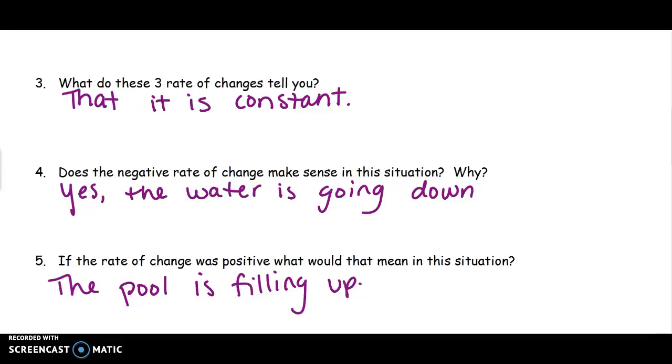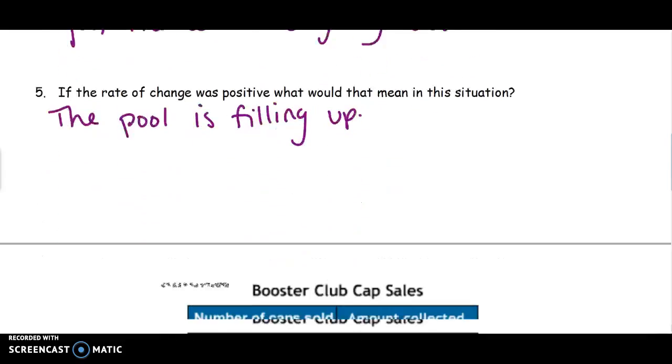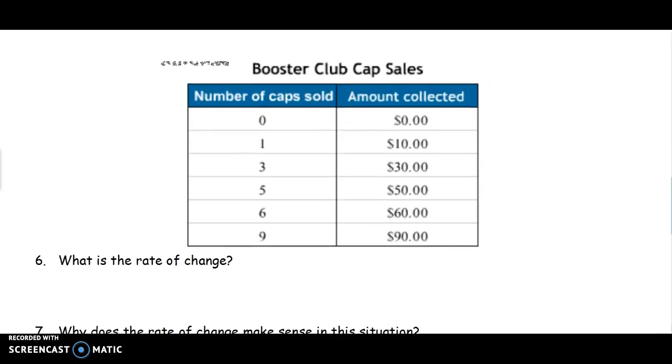I hope that makes sense. So if you turn the page, here's another example. The Booster Club is selling hats. So if they sell 0 hats, they've collected $0. If they sold 1 hat, they've collected $10. If they sold 3 hats, they collect 30, and so forth and so on.